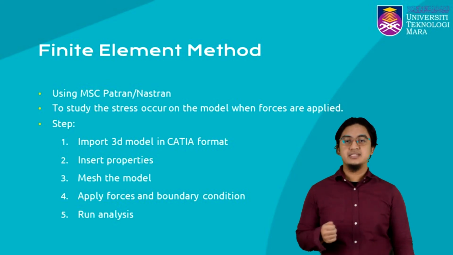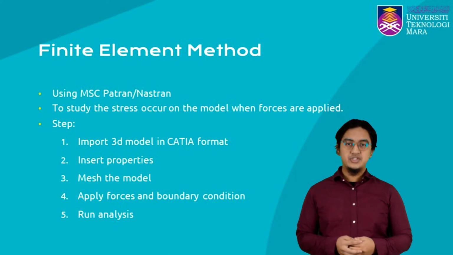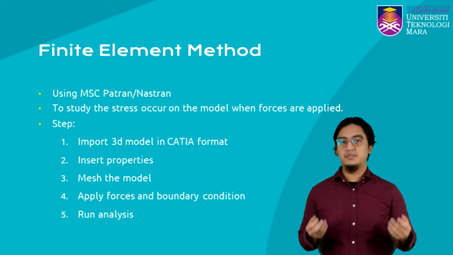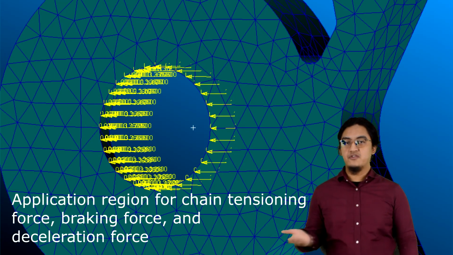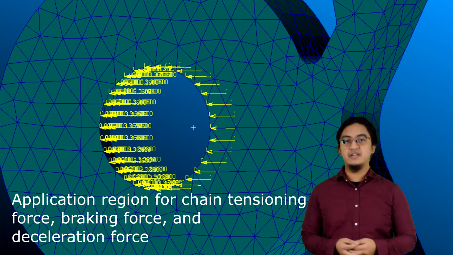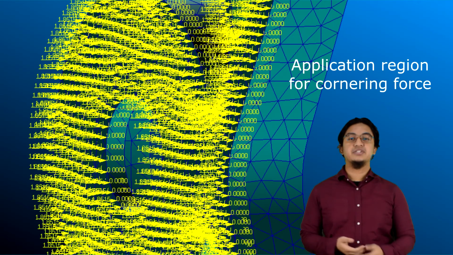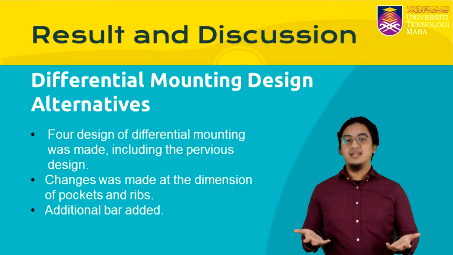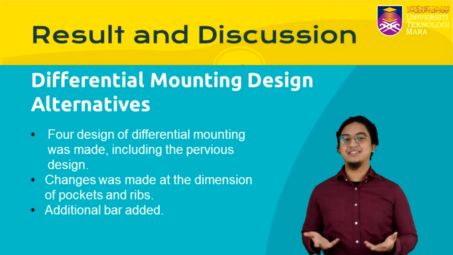Next, the forces calculated before can be applied to the FE model. I chose deceleration force instead of acceleration force to illustrate the braking situation. This is the application region of chain tensioning force, braking force, and deceleration, and this is the application region for the reaction force. Now the model is ready to analyze. Now the analysis is done. Let us see the result and discuss it.